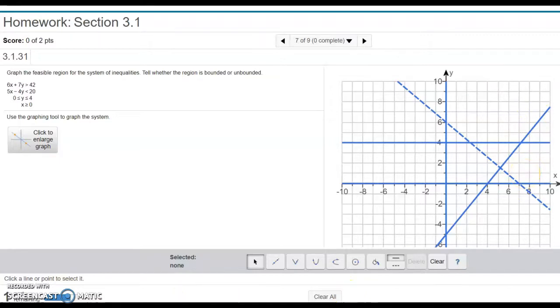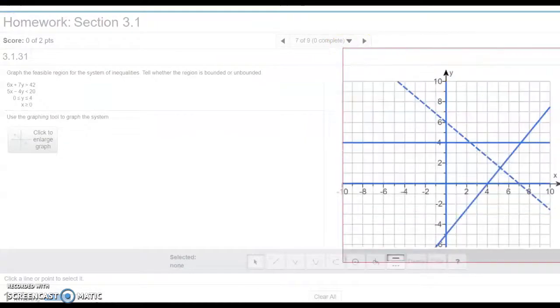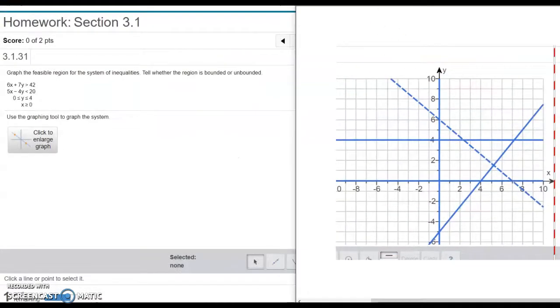So again, let me do my snipping tool again. Let me do a new snip. All right, is everyone okay? 0, 0 is a no. So on this dash line, all of this stuff over here is all a no, because 0, 0 is right here. And this dash line is my 6, 7, and 0 plus 0 is not greater than 42. So I know everything on this side is a no. Right now, do you see how it's between these three? All right, so let's look at the next one.